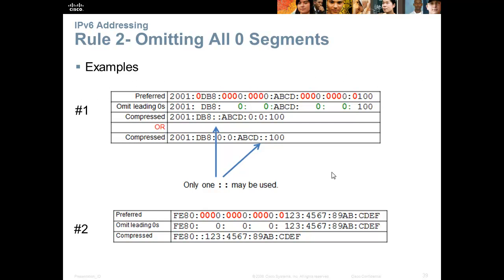So let's take a look at this rule in a little bit more detail. The preferred address up here is 2001:0DB8, all zeros, ABCD, all zeros, 01:00. We can omit all leading zeros with our first rule, which would shorten it down to 2001:DB8, 00, ABCD, 00:100. Taking it one step further, now we can replace consecutive zeros one time with double colons.